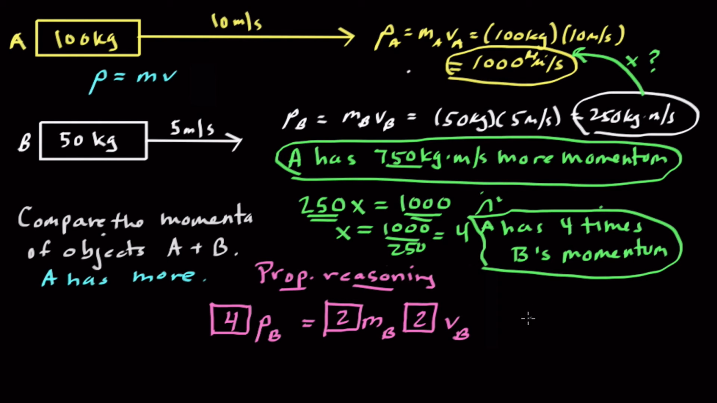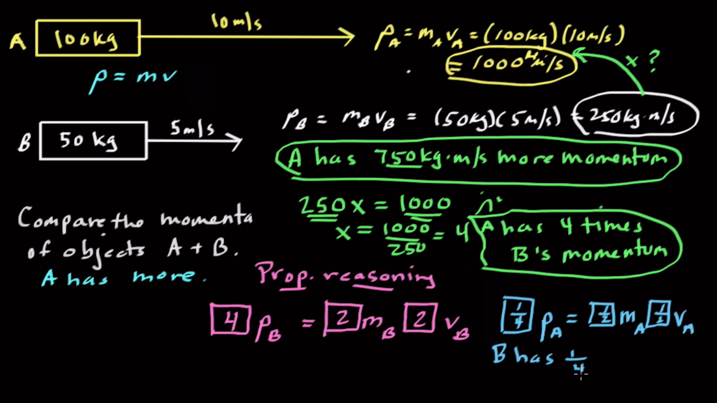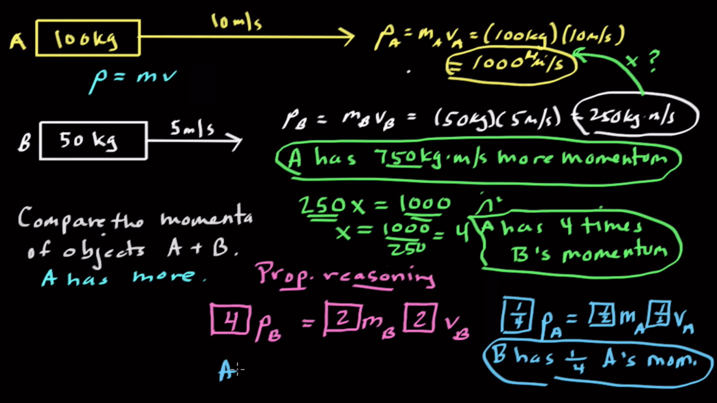If I wanted to compare B to A, I could do the same thing. The answer is going to be the reciprocal. So I have the mass of A multiplied by the velocity of A. Compared to A, B's mass is 1/2. Compared to A, B's velocity is 1/2, and 1/2 times 1/2 is 1/4. Numerator times numerator, denominator times denominator. So I could write B has 1/4 A's momentum, and that would be fine. I can write A has 4 times B's momentum, and that would be right.